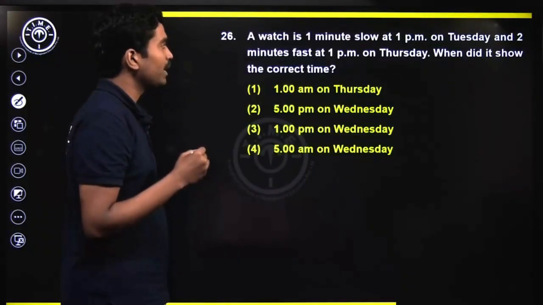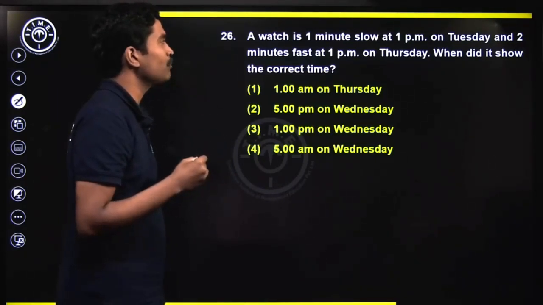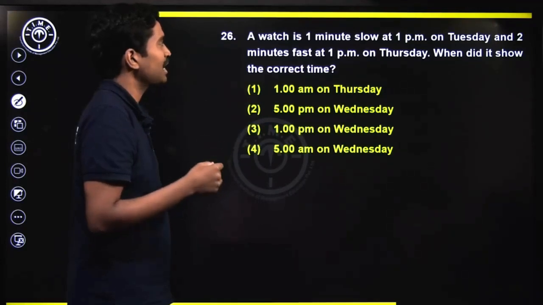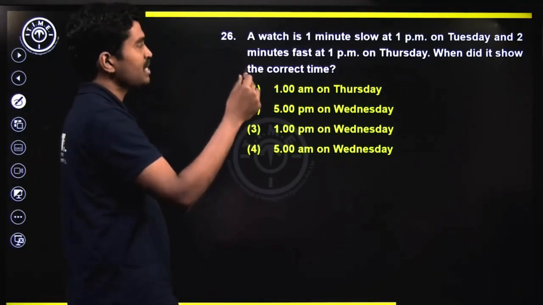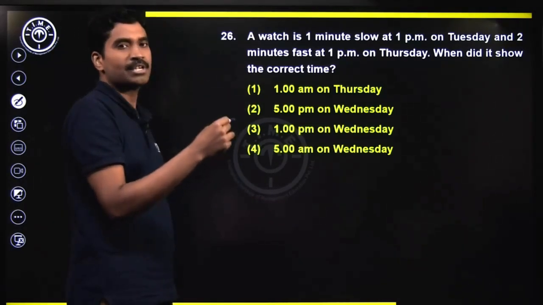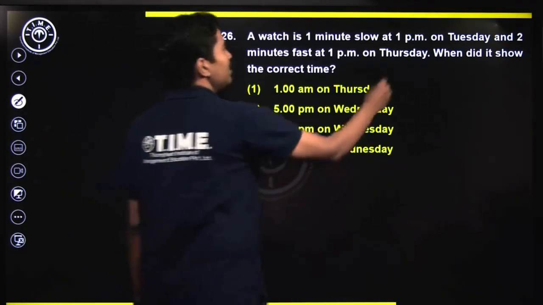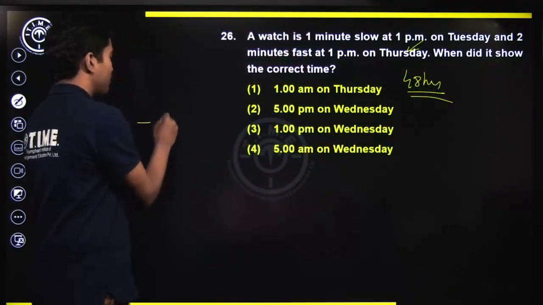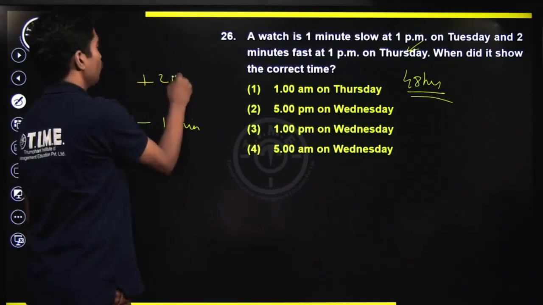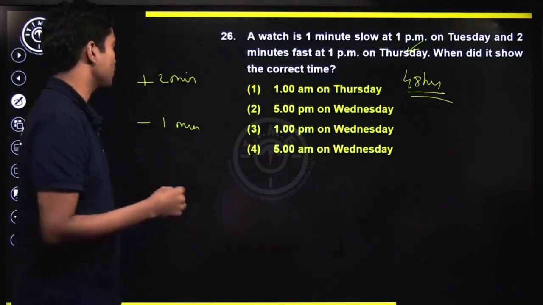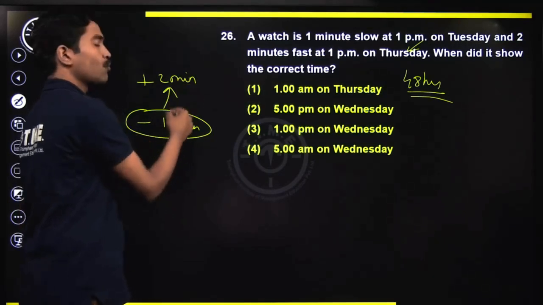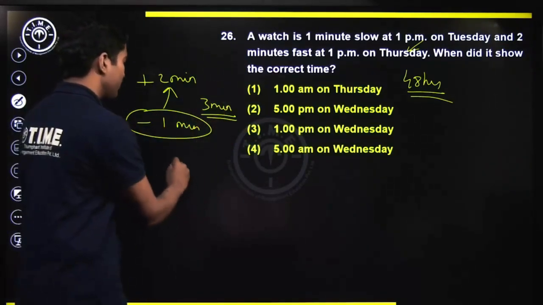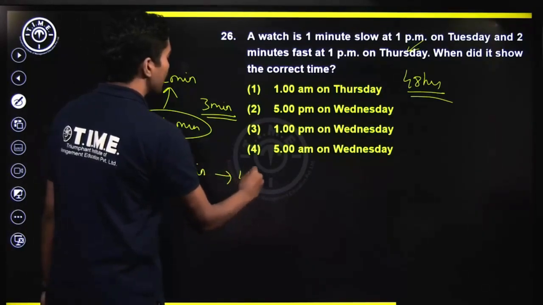A watch is 1 minute slow at 1 p.m. on Tuesday and 2 minutes fast at 1 p.m. on Thursday. Alright, so it was slow initially and then it gained time uniformly and it actually showed 2 minutes fast at 1 p.m. on Thursday, right? 1 p.m. on Tuesday and 1 p.m. on Thursday. Time is the same. So Tuesday to Wednesday is 24 hours, Wednesday to Thursday is 24 hours. So from here to here, there's a total of 48 hours, right? In 48 hours, the watch went from minus 1 minute to plus 2 minutes. 1 minute slow means minus 1 minute, 2 minutes fast is plus 2 minutes. That's a total of 3 minutes that it gained. It gained 3 minutes in 48 hours.